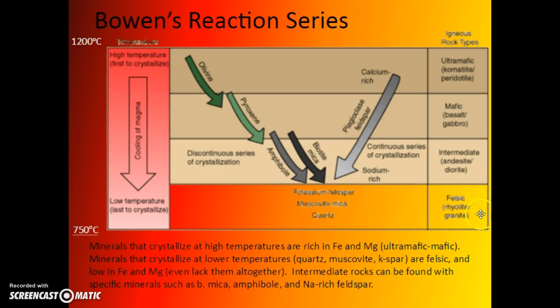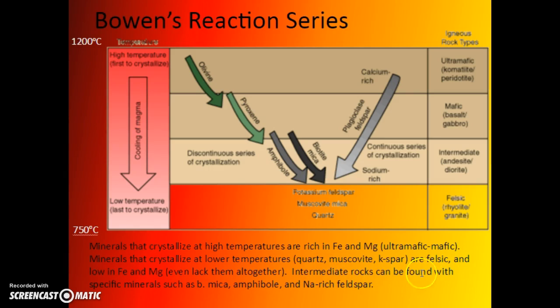So that's just a further rendition of how we can go from ultramafic to intermediate to felsic as the temperature of the magma cools. So minerals that crystallize at high temperatures are rich in iron and magnesium, and these are ultramafic to mafic. Minerals that crystallize at lower temperatures are felsic minerals, and they are low in iron. They can even lack them altogether.